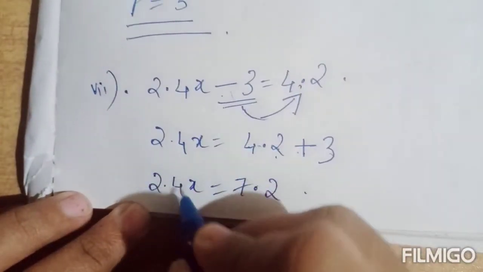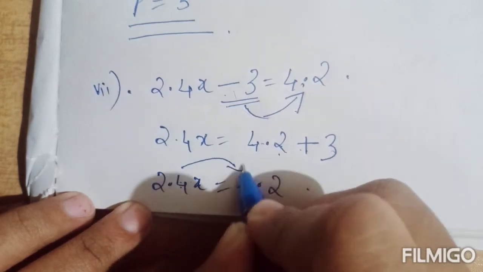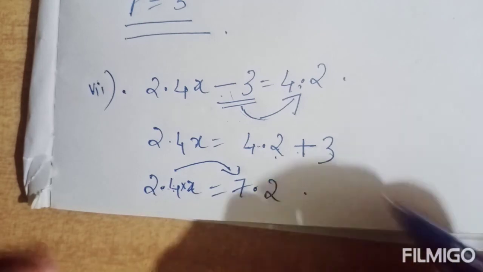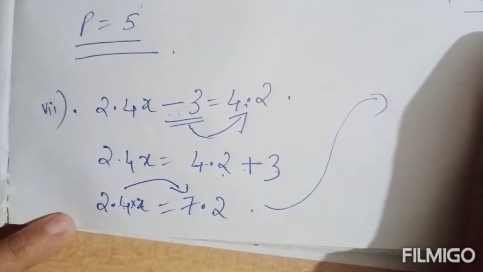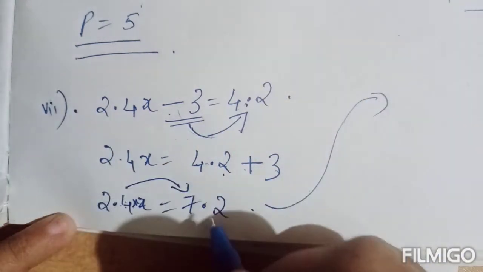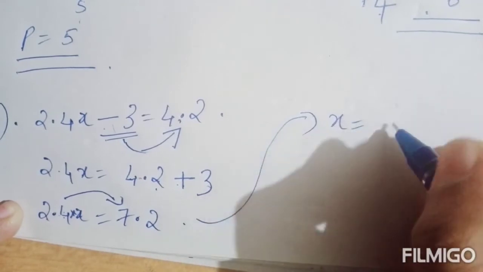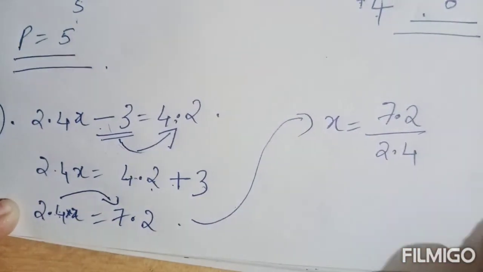Okay. Now 2.4x. From this 2.4 we are taking to the other side. That is multiplication 2.4 you are taking to the other side. So that will be divided by 2.4. Okay, multiplication on taking to other side, it will be division. So x equal to 7.2 divided by 2.4.